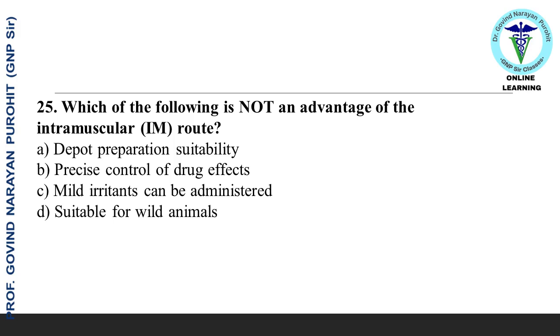25. Which of the following is not an advantage of the intramuscular (IM) route? A. Depot preparation suitability. B. Precise control of drug effects. C. Mild irritants can be administered. D. Suitable for wild animals. The correct answer is option B. Explanation. IM administration does not provide precise control of drug effects compared to IV.